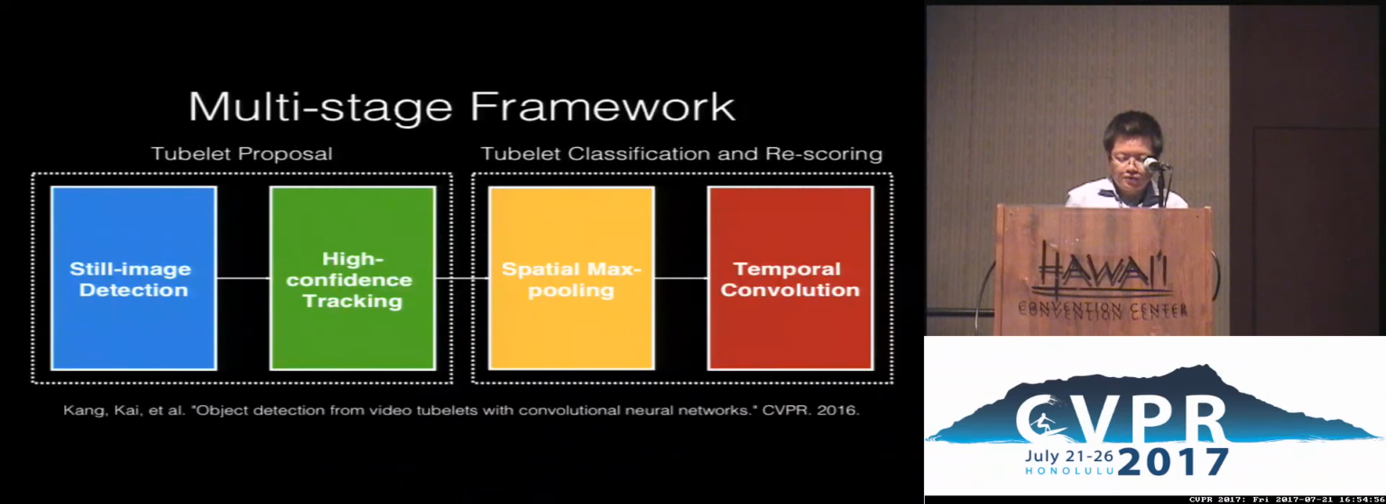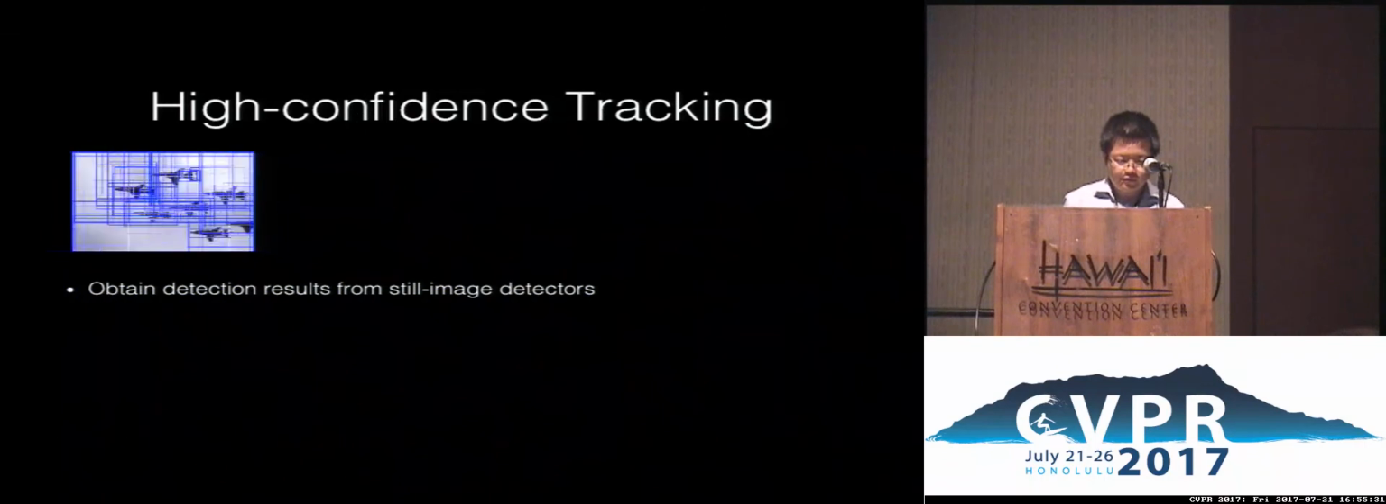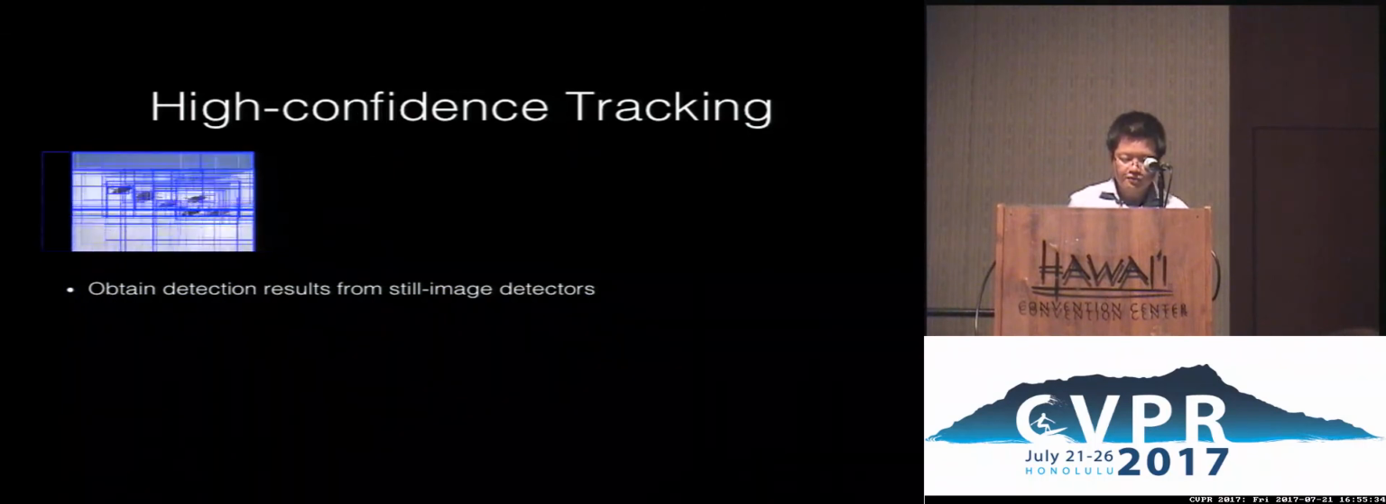And so in this first work, we have three stages in the framework. First, we apply still image detection to get the region proposals and detection scores. Then we select the region proposals with a very high confidence detection score as the seeding points and do the tracking. And then we use the spatial and temporal context information to improve the classification. We can use this figure example to demonstrate the process.